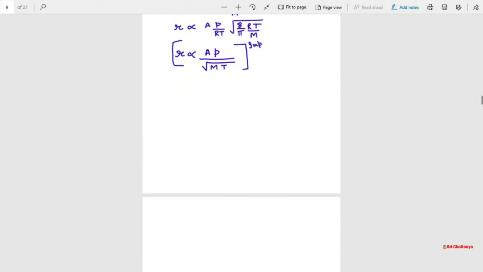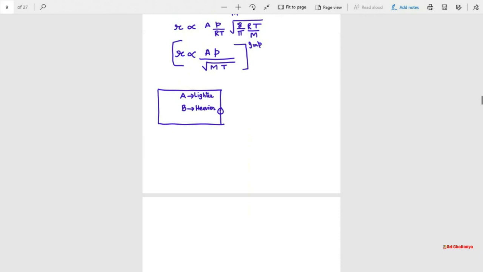So let us take a particular example. Suppose there is a gaseous mixture, and in this gaseous mixture there are two gases, A and B. A gas is there and B gas is there. We are saying that A is a lighter gas, and B is a heavier gas. So the molar mass of B will be more than the molar mass of A.